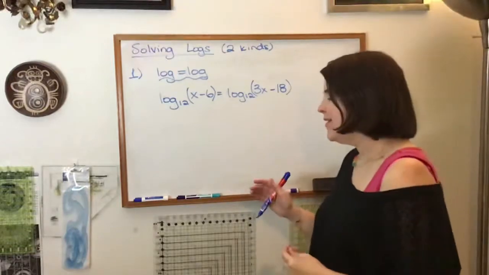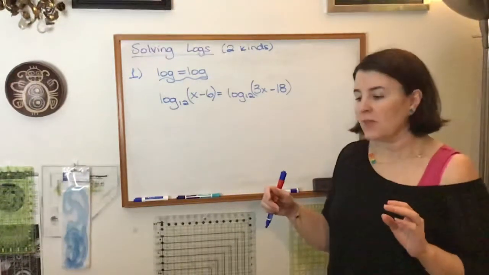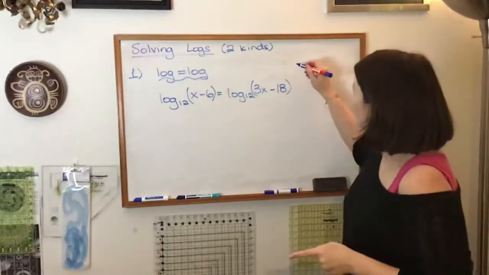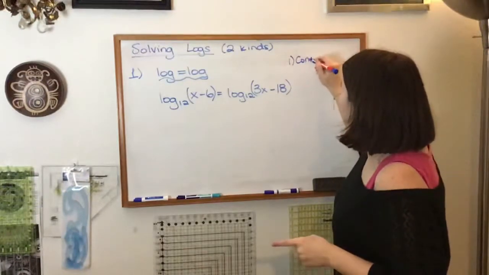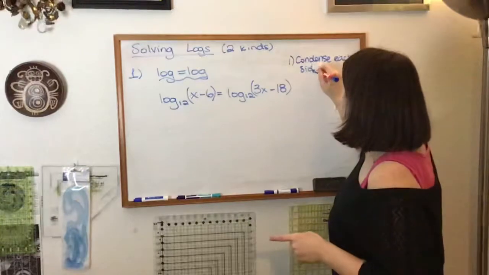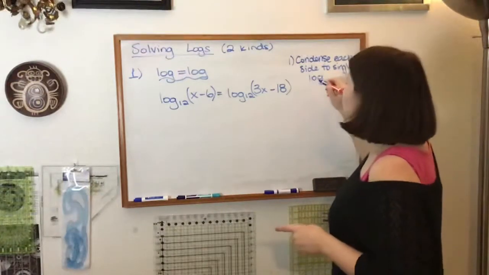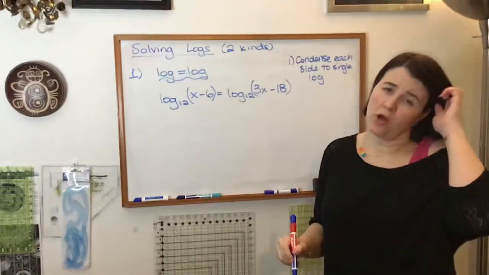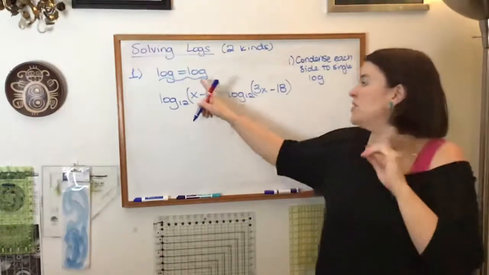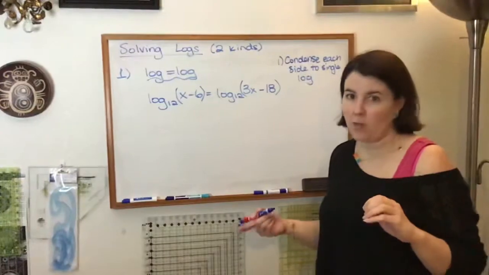Anyway, you introduce a base to eliminate the logs, and then you just solve the equation. So the first step is to condense each side to a single log if you need to. It does occasionally happen where you have more than one log on the left side and only one log on the right, and so you have to condense here. To condense, you need the properties, and I have a video about properties of logs.